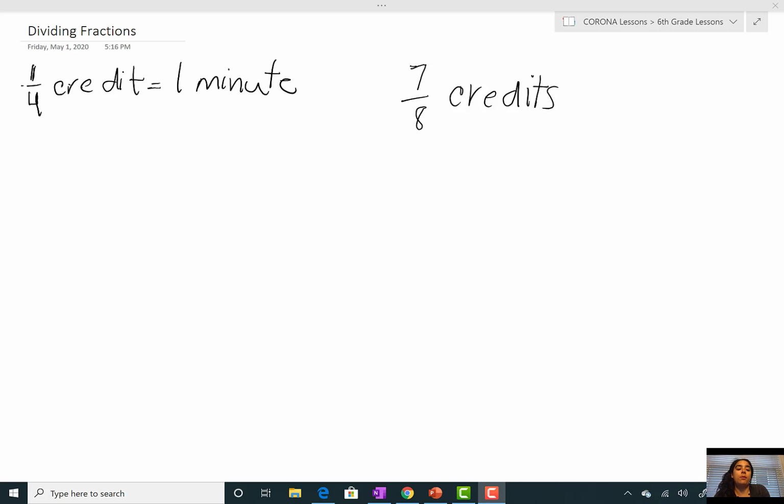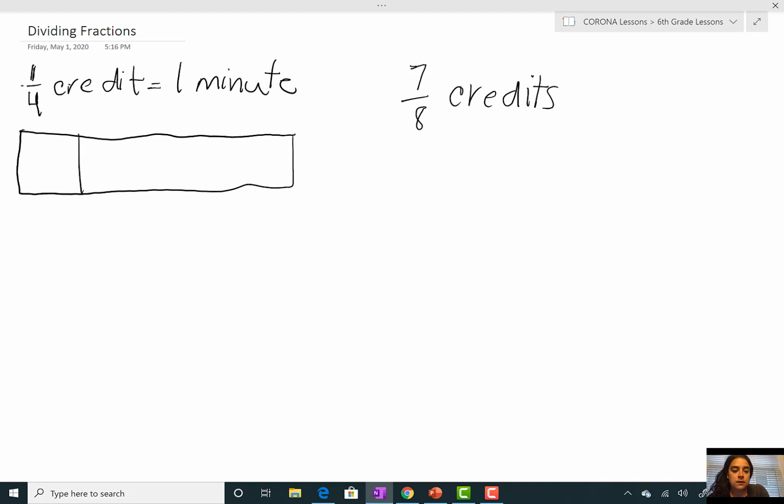All right, so from the problem, we know 1/4 of a credit lets us play for 1 minute, and we have 7/8 credits. So let's just look at something for a second. If I draw a model like this, and I split it into fourths, she has 1/4 of a credit. She can play for 1 minute, 1 minute, 1 minute, 1 minute. So if she has 4/4 credit, she can play for 1, 2, 3, 4 minutes.